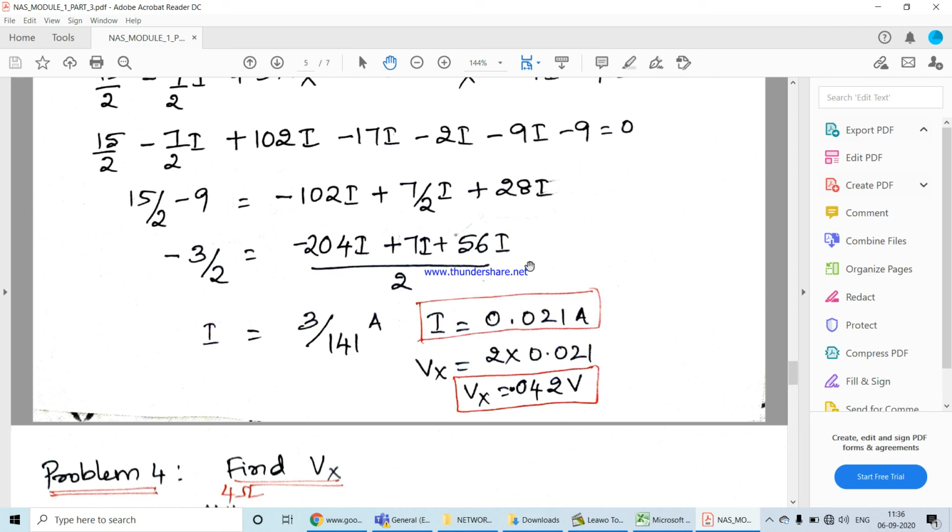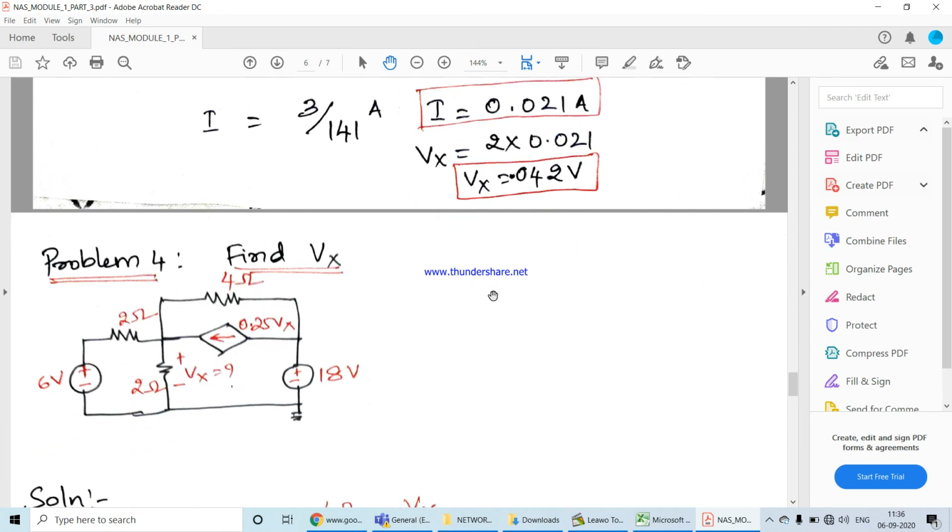Fine, clear? Okay, now let us go to problem 4, where we need to find Vx across the 2 ohm resistance. Okay, how to do this? I'll give you 10 seconds. You can think about it.